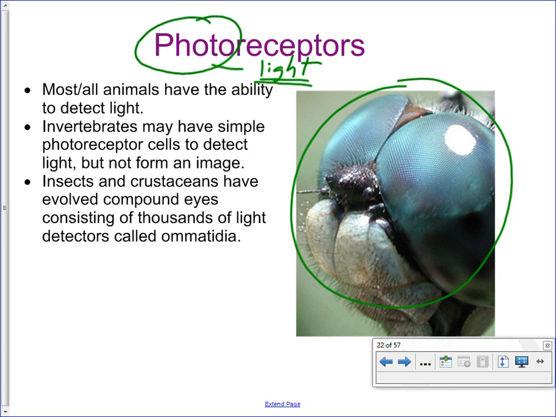Before we take a look at a picture of the camera style eye, realize as well that probably, well, most animals, if not all animals and all living organisms, probably have at least some ability to detect light, not necessarily forming an image like we do or like this compound eye does, but at least be able to tell the difference between nighttime and daytime.